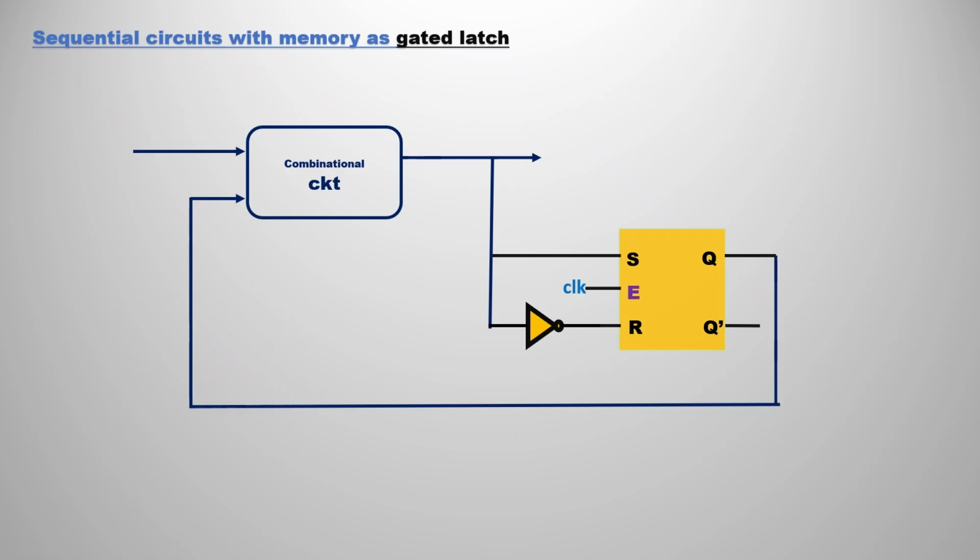You can also see that we have an enable line. In the enable line I am passing the clock, and from the output I am taking the exact output to S and the complement to R, getting feedback to the combinational circuit again as the Q output.